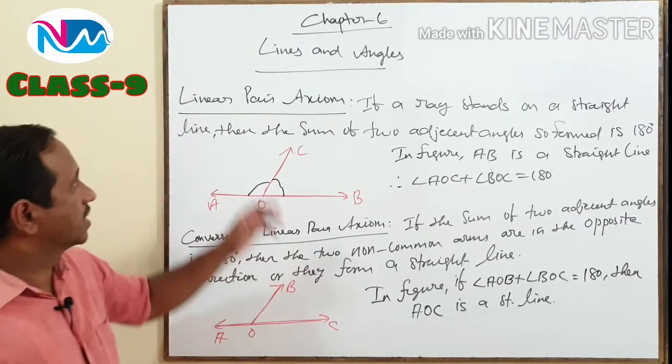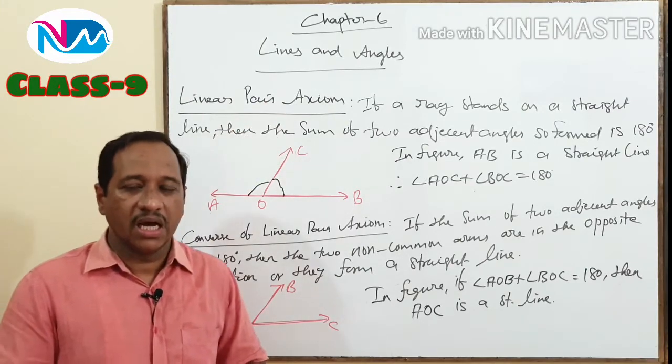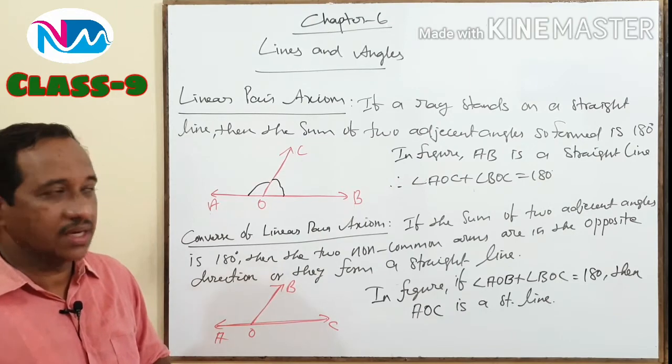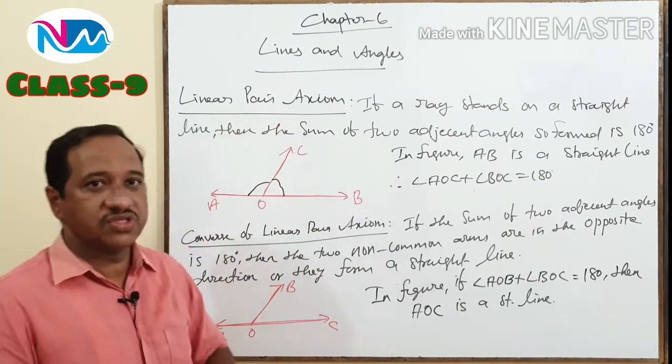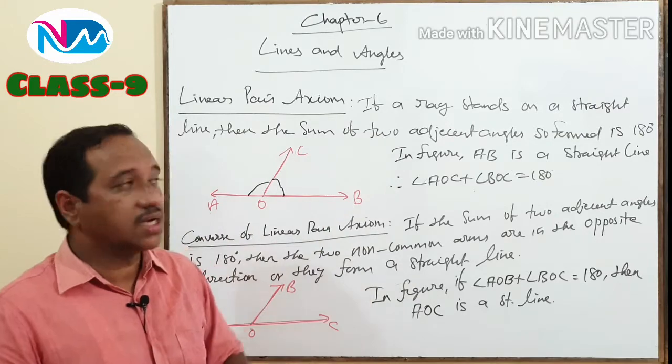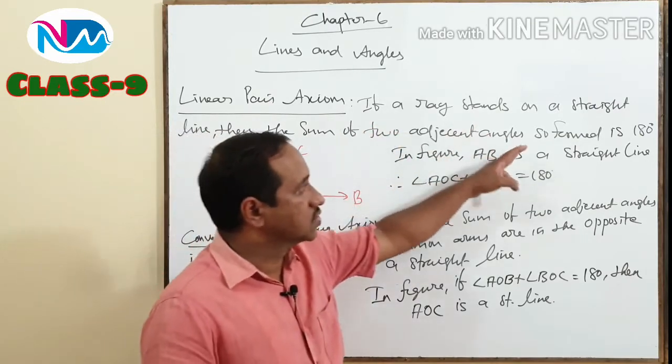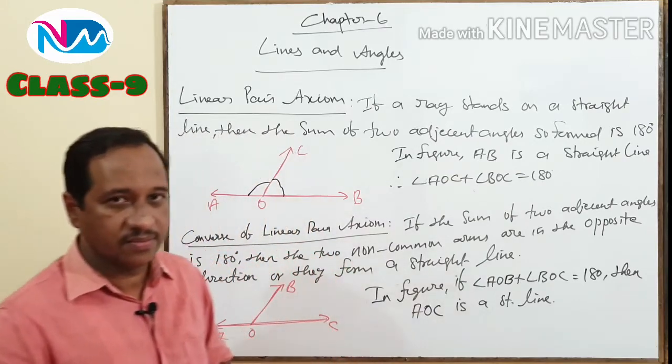Now let us see what is linear pair axiom. An axiom is a mathematical statement which requires no proof. Here, the linear pair axiom states that if a ray stands on a straight line, then the sum of two adjacent angles so formed is 180 degree.